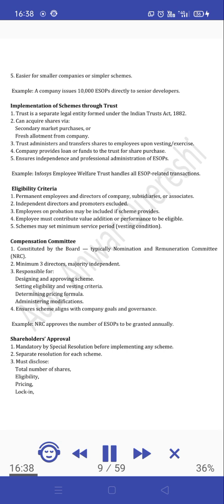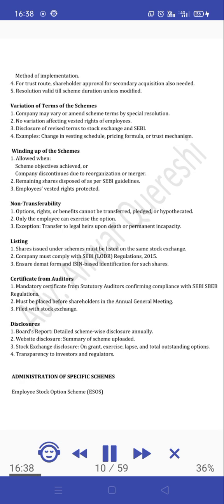Shareholders approval. 1. Mandatory by special resolution before implementing any scheme. 2. Separate resolution for each scheme. 3. Must disclose total number of shares, eligibility, pricing, lock-in, method of implementation. 4. For trust route, shareholder approval for secondary acquisition also needed. 5. Resolution valid till scheme duration unless modified.